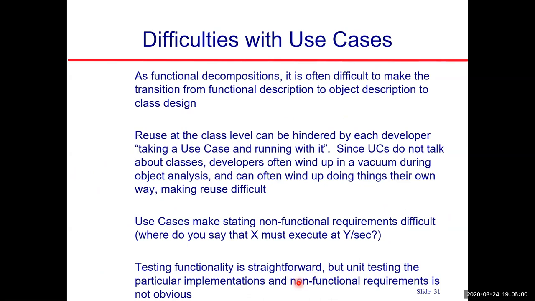Difficulties of the use case. As functional decomposition, it is often difficult to make the transition from functional description to object description to class diagram. How to transfer it to class diagram. And reuse at the class level can be hindered by each developer taking a use case and running with it. Since use cases do not talk about classes, developers often wind up in a vacuum during object analysis and can often wind up doing things their own way, making reuse difficult. And about the objects and the classes.